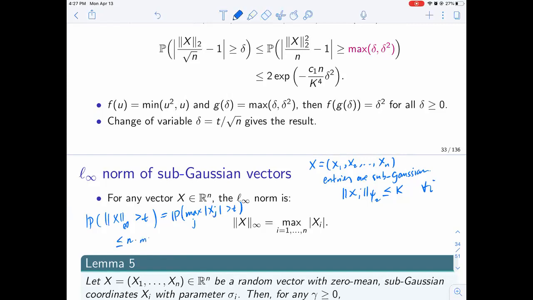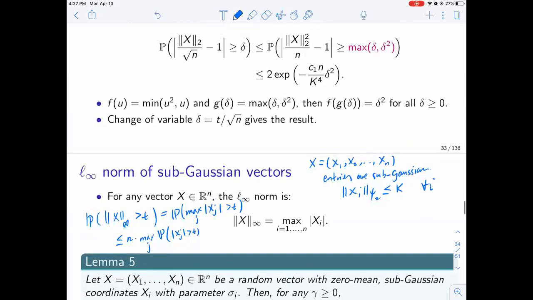So if you have a uniform bound on the probability of one of them, then you would get this. So what is the bound on? I need to assume something here. So I'm going to assume that these are zero.